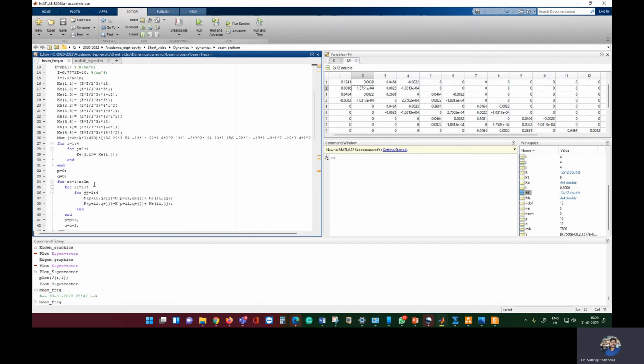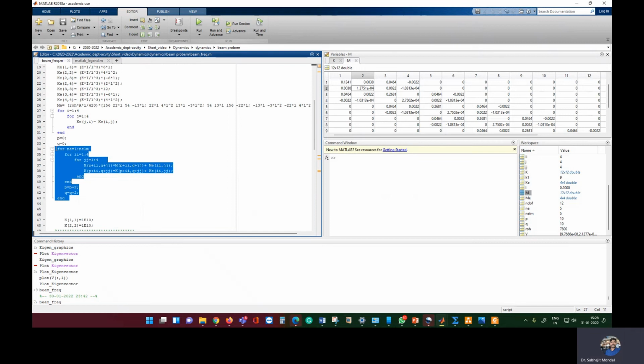Now what we have to do is assemble the stiffness matrix so that we can have the global stiffness matrix. For the 5 elements, there are a total of 6 nodes and a total of 12 degrees of freedom. So our global stiffness size will be 12 by 12. We have to assemble it. Here you can see how we have assembled.